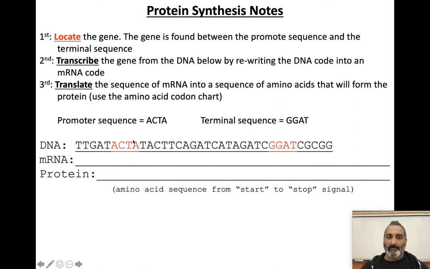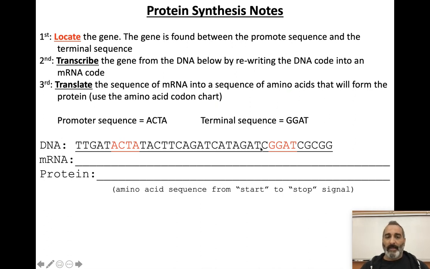Maybe you should put this in parentheses on your paper so that you know that you found the promoter sequence, okay? And you know that you found the terminal sequence right here, okay? So the gene is everything between there. That's the important part. So TAC all the way over here to ATC, okay? So step one, locate it. So you find the promoter, you find the terminal sequence. I would put brackets around them. I made mine red so that you could see them. The gene is what's in between there.